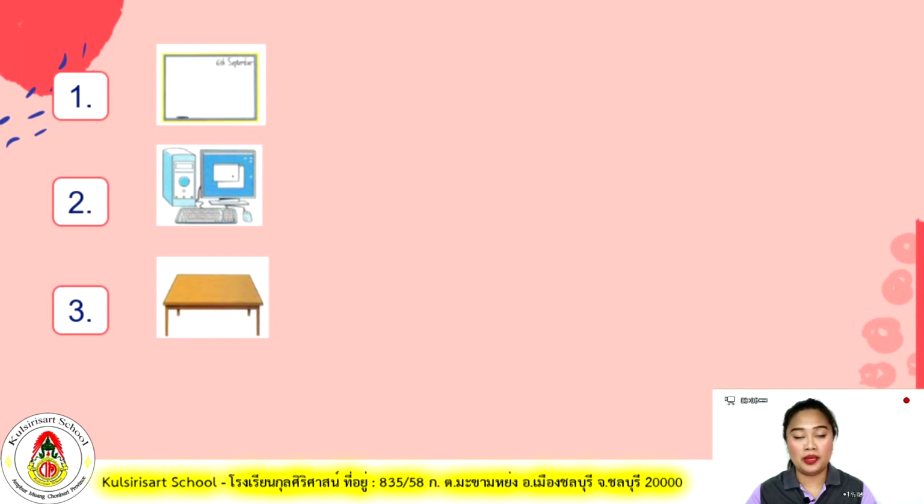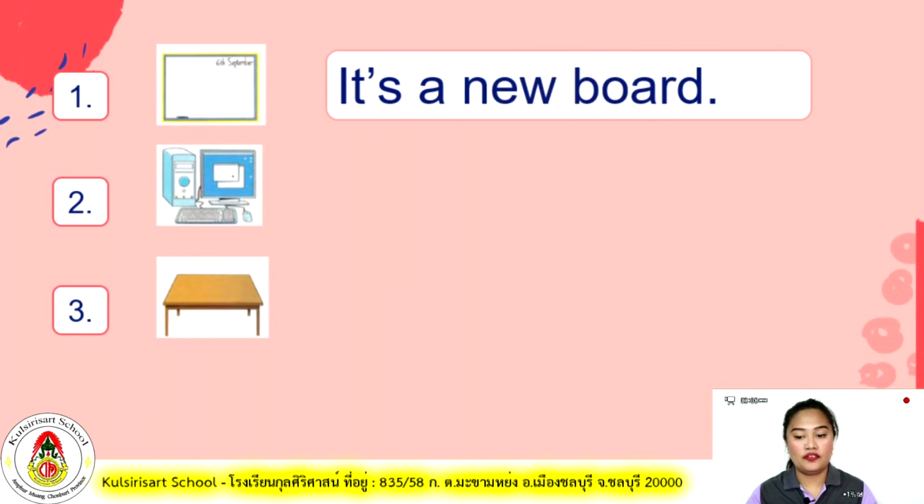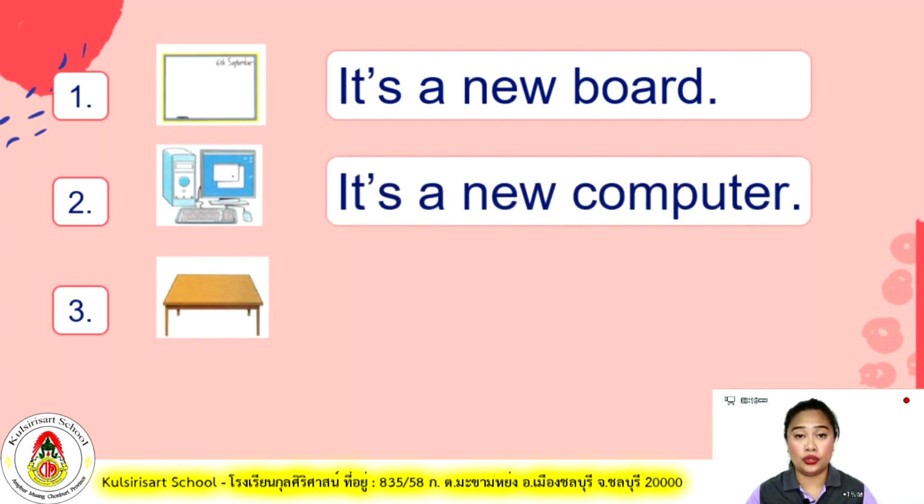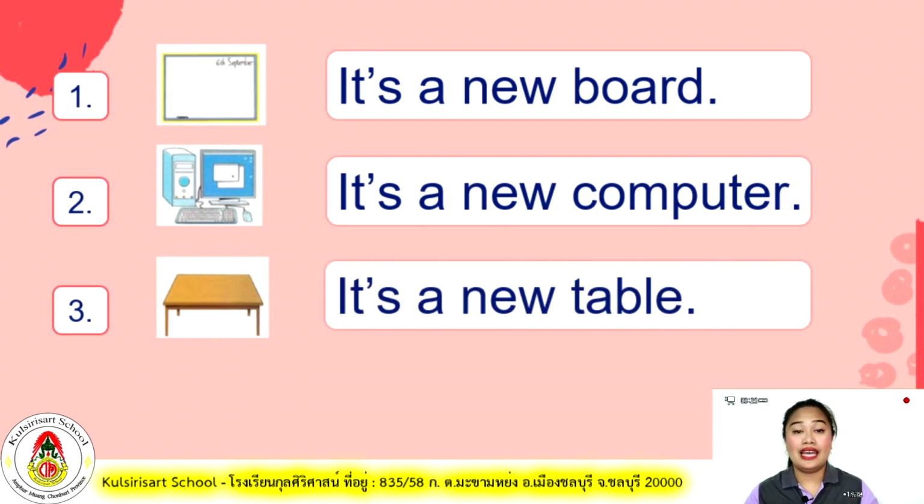Now this time we will be reading some sentences. For number 1, it's a new board. Number 2, it's a new computer. And number 3, it's a new table.